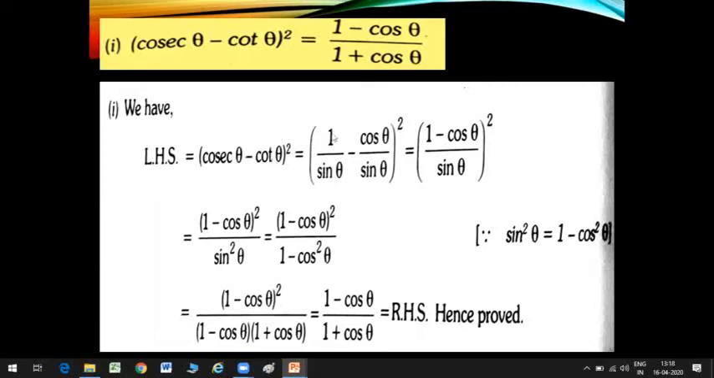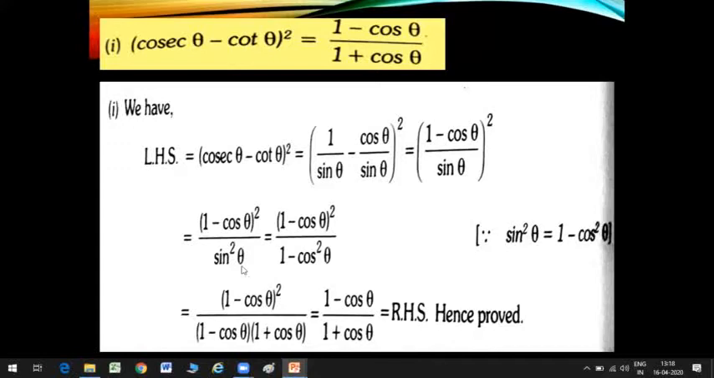Cosecant theta we can write 1 by sine theta, minus cot theta we can write cos theta by sine theta, and whole square, which is equal to, take sine theta LCM, and in the numerator it is 1 minus cos theta. So (1 minus cos theta) by sine theta whole square. This we can write as (1 minus cos theta) square divided by sine square theta. So which is equal to, in the numerator it is (1 minus cos theta) whole square divided by, in the denominator, sine square theta.